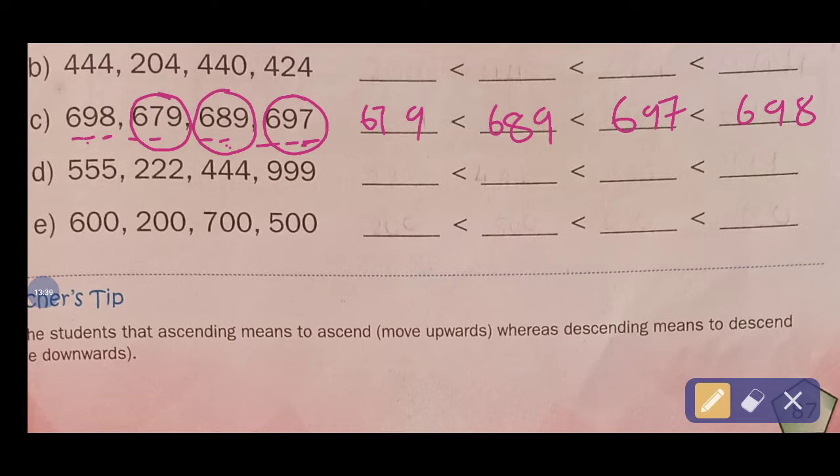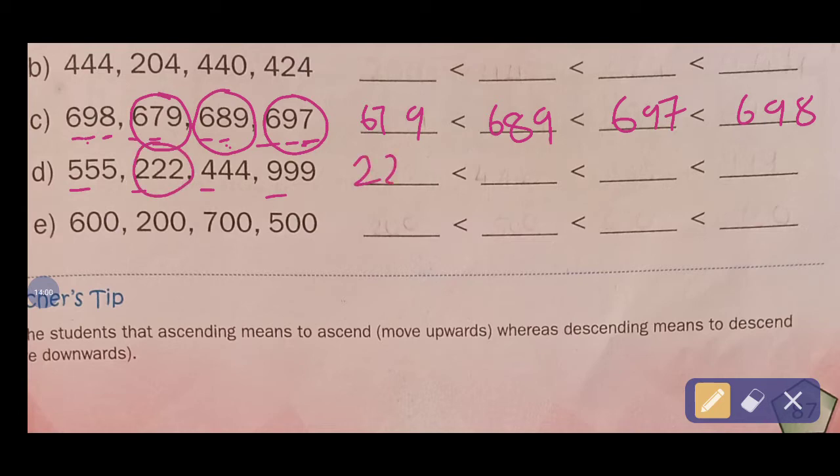Next question. So 555 and 222, 444, 999. All triple numbers are given. See here. First you check the first digits. Which is the biggest one or smallest one? 5, 2, 4, 9. In these 4 numbers, which is the smallest number? 222 is the smallest number.